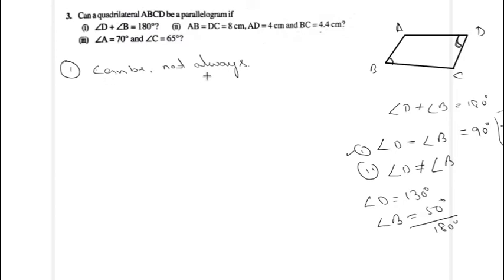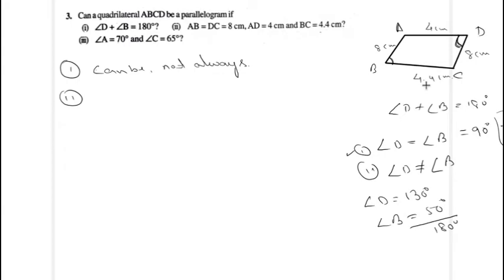Can be, if the condition is the first one, then it is possible. Otherwise it is not possible, because in a parallelogram opposite angles are equal. Okay, now number 2. Given AB is 8 centimeters, equal to DC, and AD is 4 centimeters and BC is 4.4.